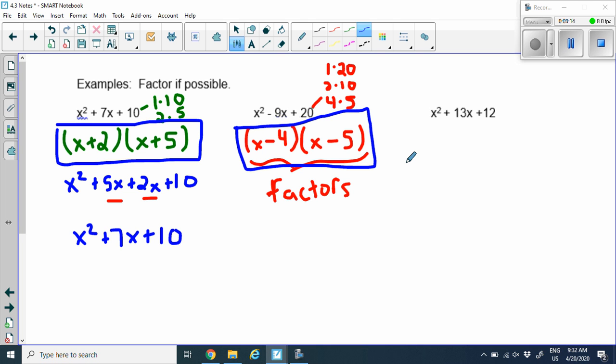Okay, so what I would like you to do is pause the video and go ahead and try x squared plus 13x plus 12 on your own. So go ahead and pause the video.